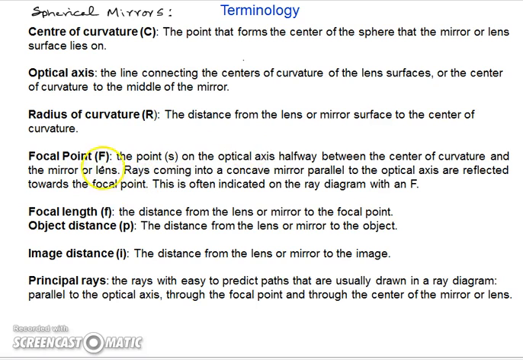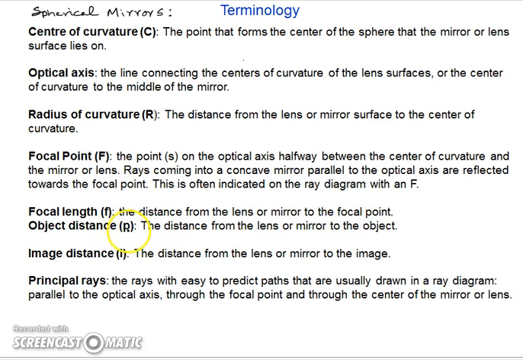Focal point, normally denoted by the letter F: the point or points on the optical axis, which is also sometimes called the central axis, halfway between the center of curvature and the mirror or lens. Rays coming into a concave mirror parallel to the optical axis or principal axis are reflected towards the focal point. This is often indicated on the ray diagram with the letter F. Focal length is small f, and this is the focal point. It is the distance from the lens or mirror to the focal point.